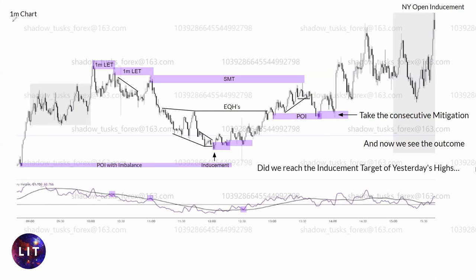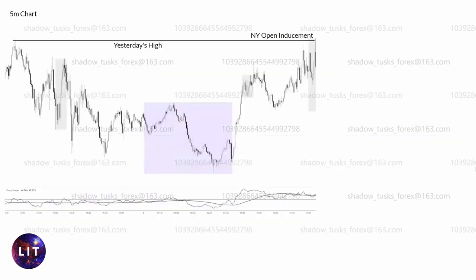Now, if you remember, we are on the 1M, as you can see, so it's a little bit tricky, and this is why we need to continuously change between the 5M and 1M to see exactly where we are and not get lost in trades. So let's see on the 5M chart for an overview. So this is a 5M. That was your New York Open inducement.